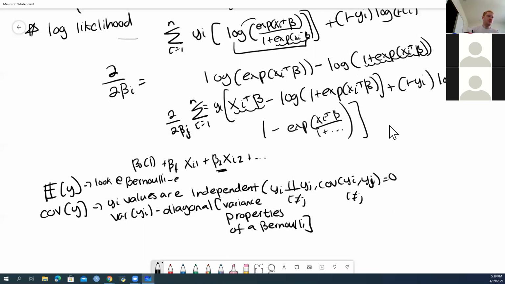Basically, each yi is a Bernoulli, and you know what the expected value of a Bernoulli random variable is. Same with the covariance of y. What I'm saying is the diagonal is going to be just the variance of a Bernoulli random variable with this given pi. And then the off diagonal, we already know they're independent, so we know they're going to be zeros.